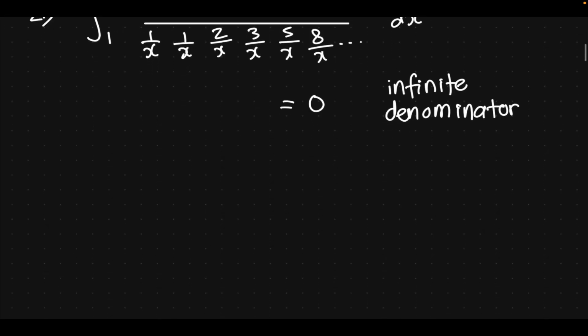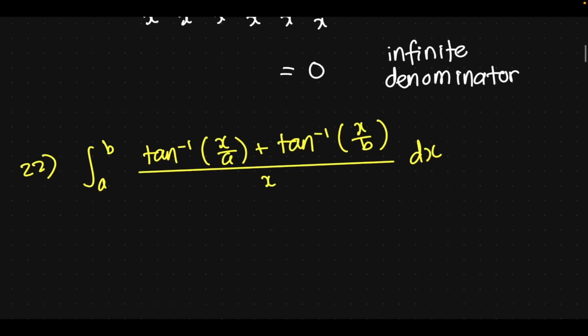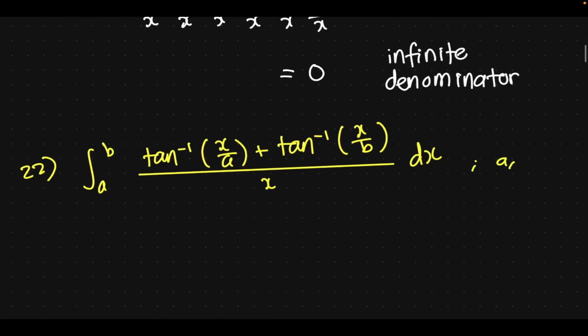Okay, so moving on to a more serious question now. Question 22. Integral a to b of tan inverse of x over a plus tan inverse of x over b, divided by x, dx, where we're given that a and b are both greater than 0.